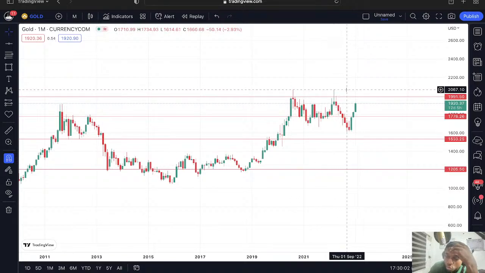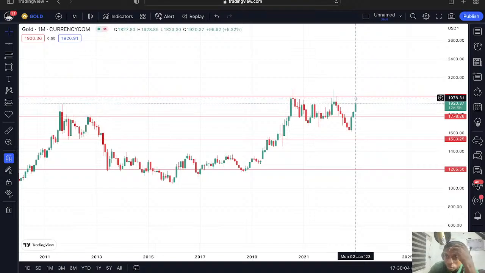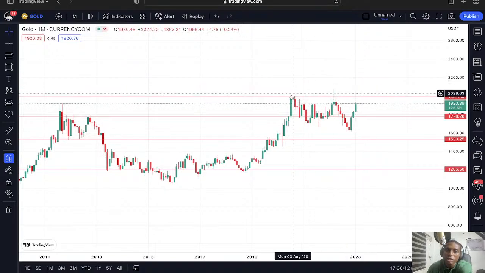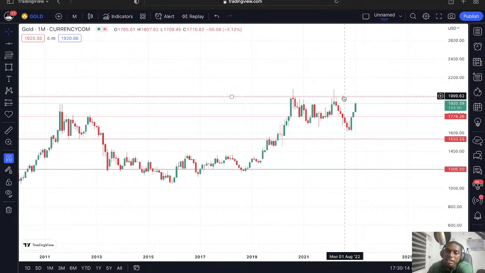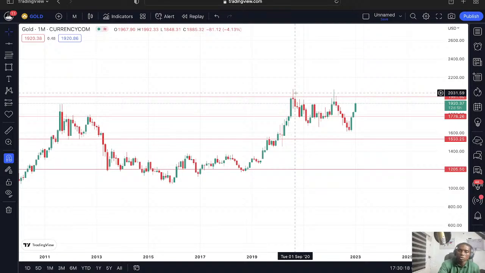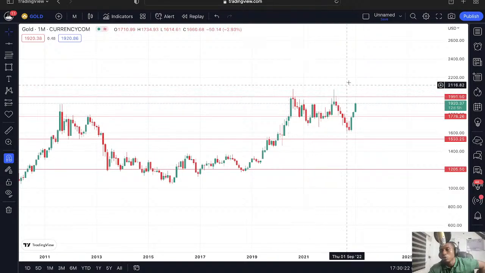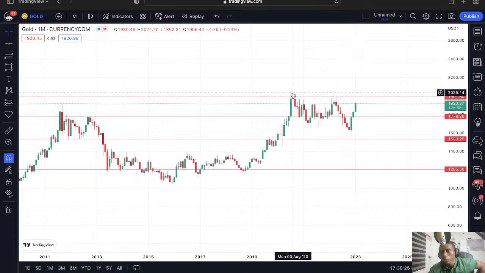Now in 2021 and 23, we can see gold rising towards that direction. Interestingly, these are key levels of resistance zones that we should watch.